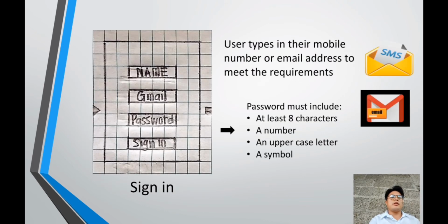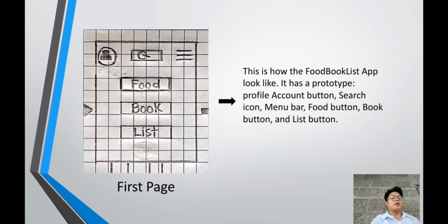Next is the sign in. There are text fields to input your name, your email address, or your phone number, and the password. The password must include at least 8 characters, a number, an uppercase letter, and a symbol to meet the requirements. After the inputs, just click the sign in button. If you signed in successfully, you will get a notification from your phone number or email address you have associated with as your option.